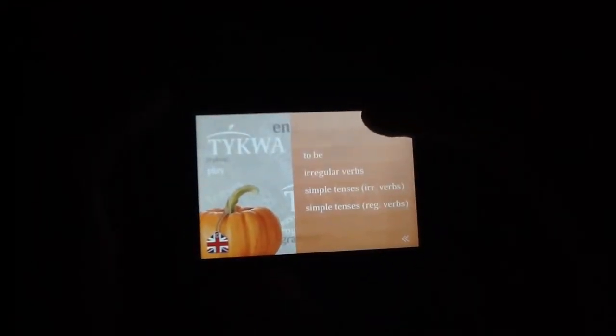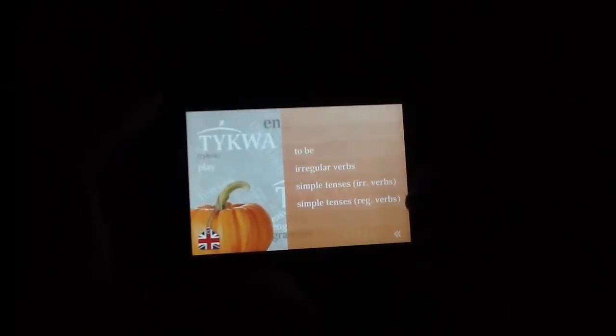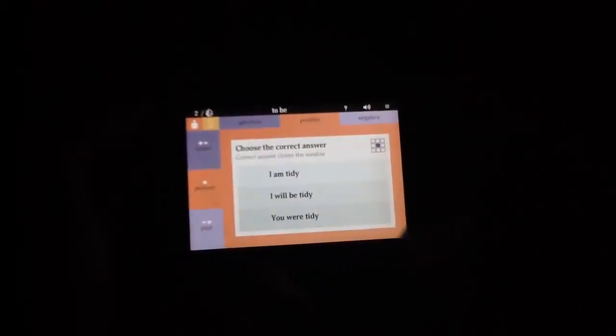This is the main menu for the application, and the idea behind this is actually rather inventive. We're going to skip most of this and go straight to the game itself by hitting play. Then from here you select to be, irregular verbs, simple tense, and simple tenses within irregular and regular verbs. I'm just going to hit to be so we can get on this. The basic idea is that you're going to be playing tic-tac-toe here. You have a 3x3 grid, and you select the category that you want, Jeopardy style.